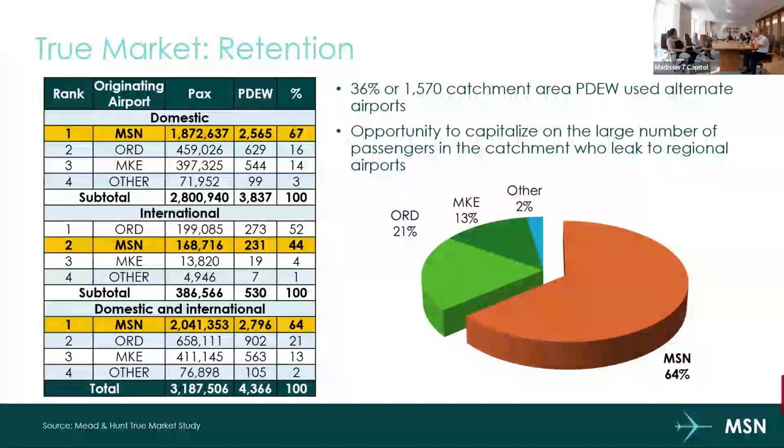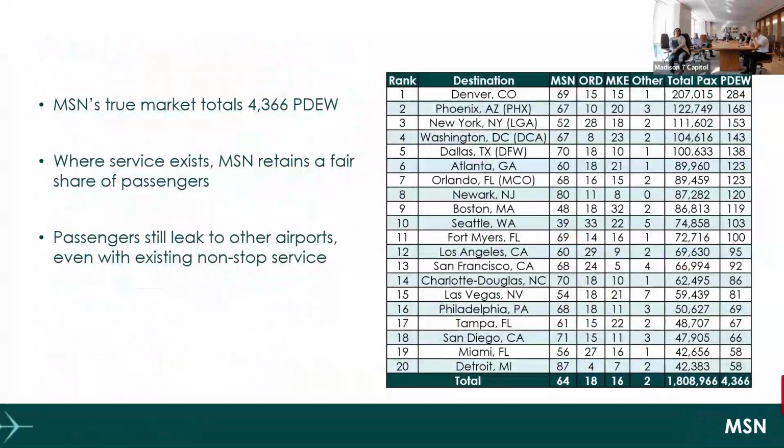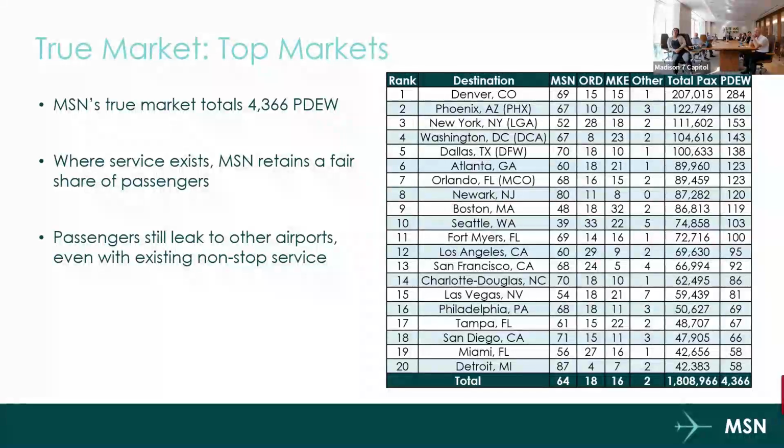And then here's our true market. Like your question, it shows how many passengers per day each way we have. Denver, Phoenix, and New York are our top 3 markets, and this is with the leakage data. Over 280 people per day to Denver. And like Jason said, our highest unserved markets currently are Boston and Seattle at 9 and 10, with 119 and 103 people per day each way.